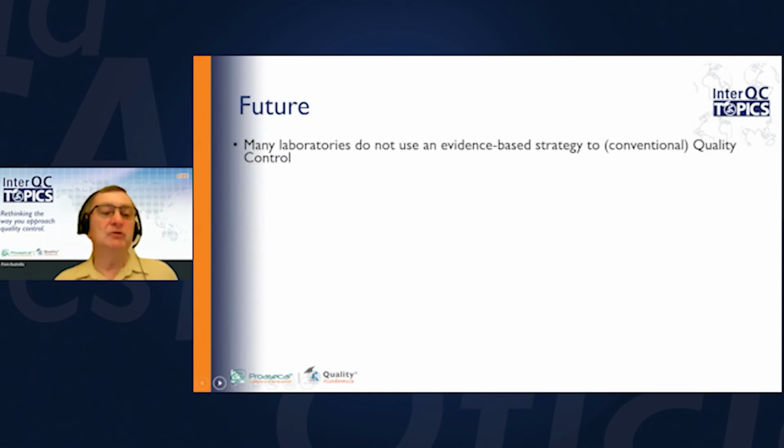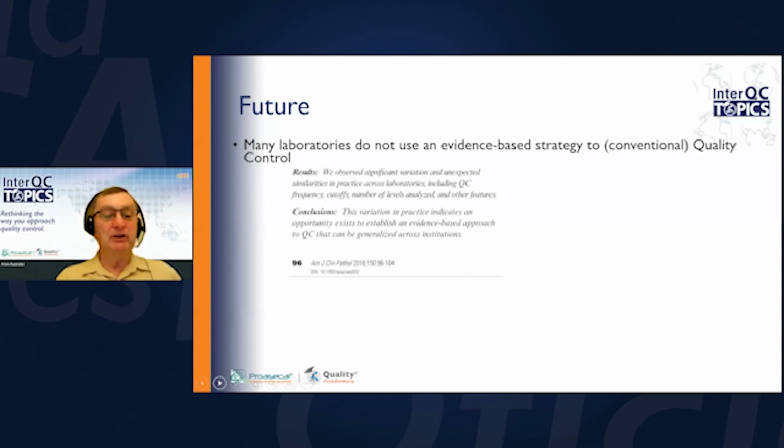So in terms of the future, many laboratories do not use an evidence-based strategy, and that's been shown. There was a paper that came out in the American Journal of Clinical Pathology in 2018, the conclusion of a survey of 21 very good laboratories in the US, that most of those laboratories, and I know most laboratories in Australia, and I know most laboratories in the UK, despite all those Westgard rules, most people just use the 2S rule.